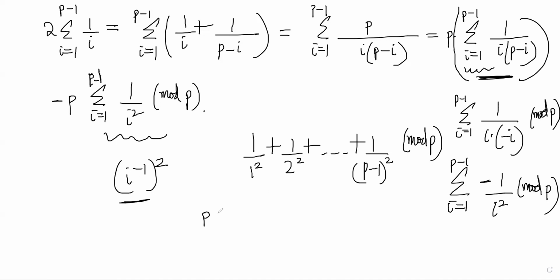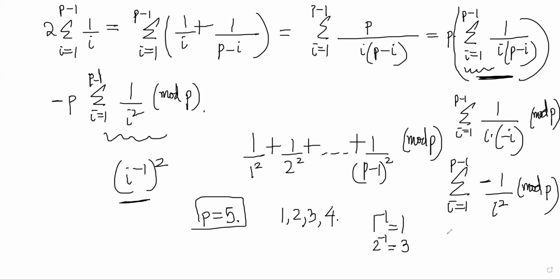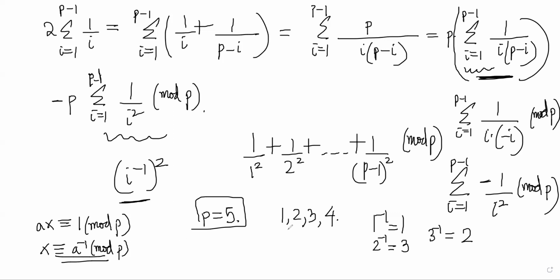So if you think of p as a prime number, let's say 5, think of all the numbers 1, 2, 3, 4, right? What is the inverse of 1? 1 inverse is 1. What is the inverse of 2? 2 inverse is basically going to be 3, because 2 into 3 gives 6, which is 1 mod 5, right? So 2 inverse is 3, and 3 inverse will be 2, because 3 into 2 is 6, which is 1 mod 5. Basically, you are saying ax should be congruent to 1 mod p, then we can say that x is congruent to a inverse mod p.